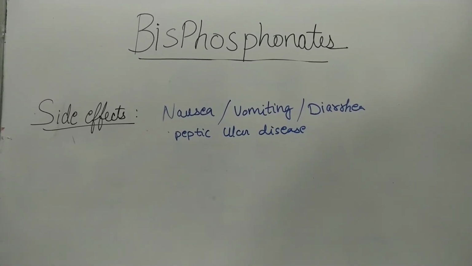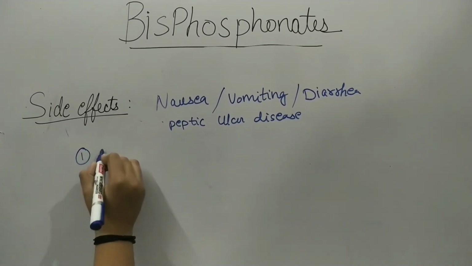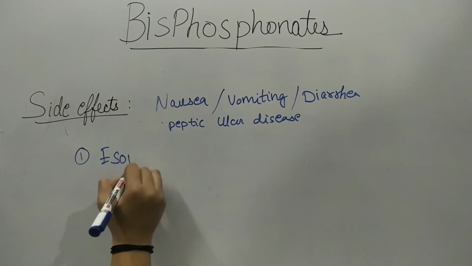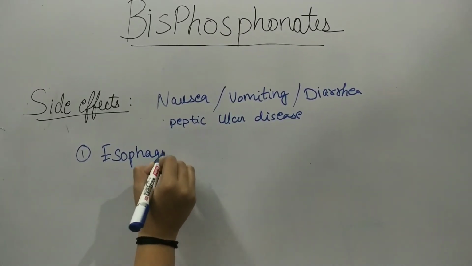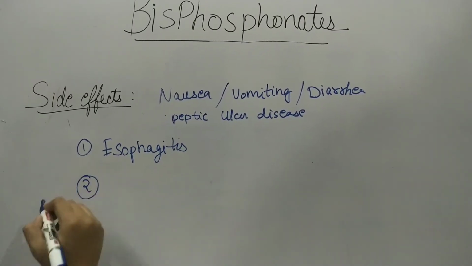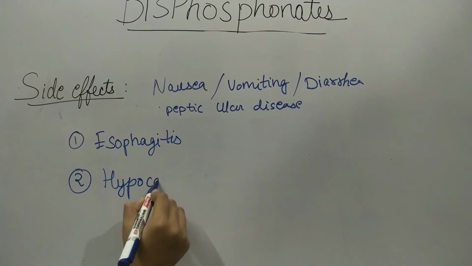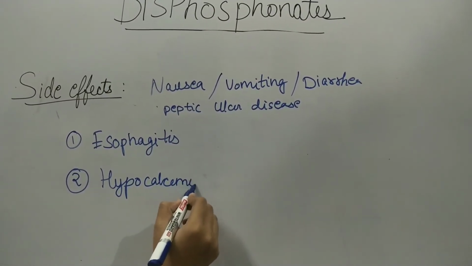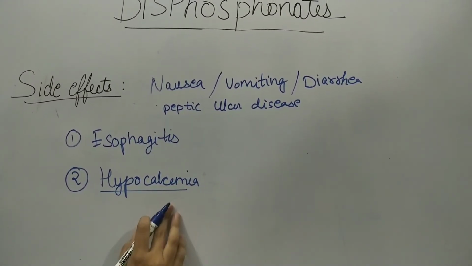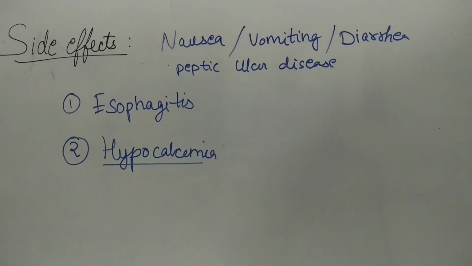Now we will come to the main side effects of the bisphosphonates. First of all, you have to remember 4 things. The first one is esophagitis. The second one is hypocalcemia. Why does hypocalcemia occur? It is the most common with the bisphosphonates because it decreases the bone resorption and hence hypocalcemia may occur.